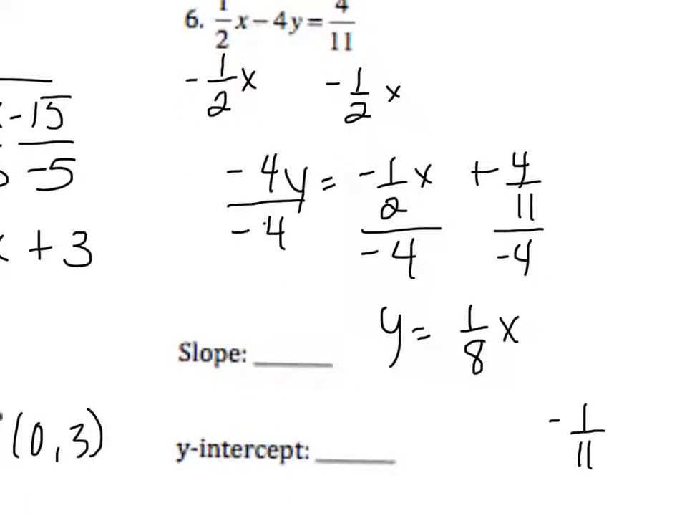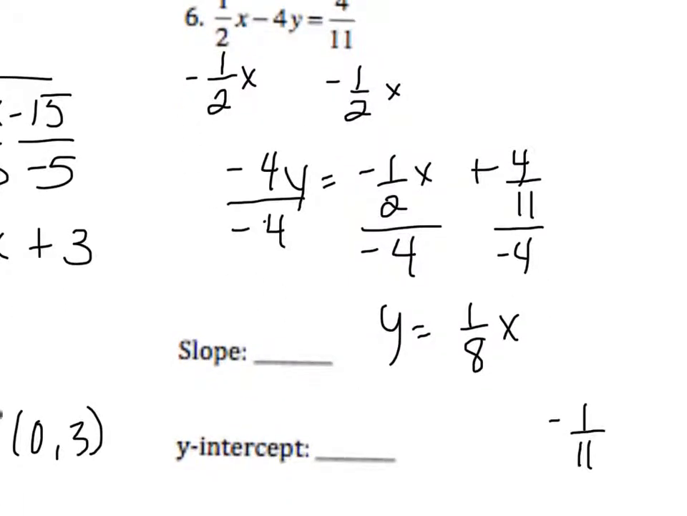I encourage you to. So your slope is going to be 1/8, and then your y-intercept is going to be negative 1/11, or you can write it as a point 0, negative 1/11. Either way is fine. So those are all of the level 2s that you might come across. So go ahead and try the practice.